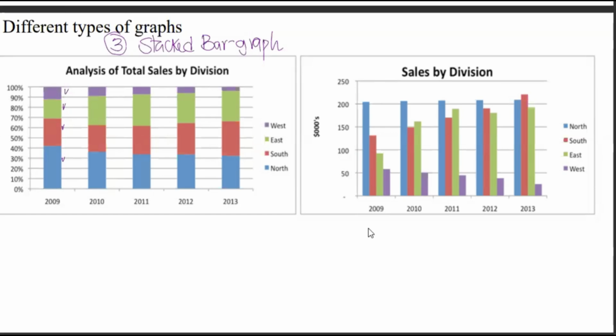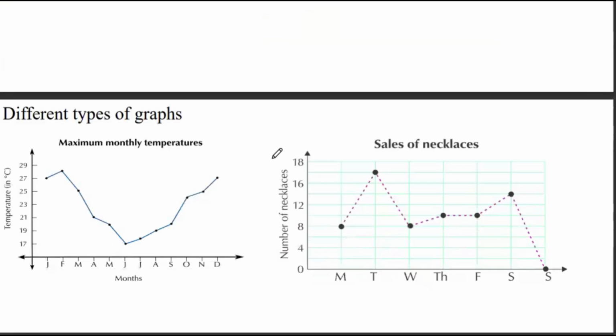Now we go on to this other one. We can't call this a double bar graph, number four. Why? There are more than two. So this one is called the compound bar graph. These are the types of graphs that we would expect to see there.